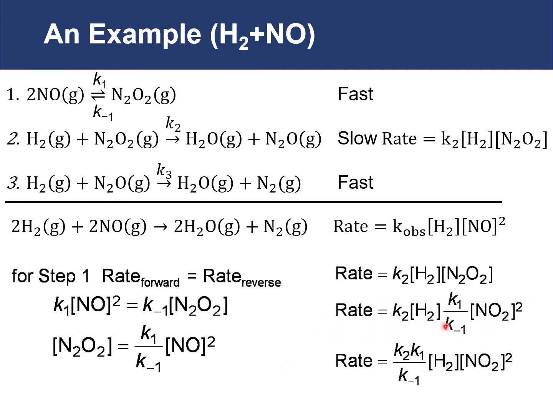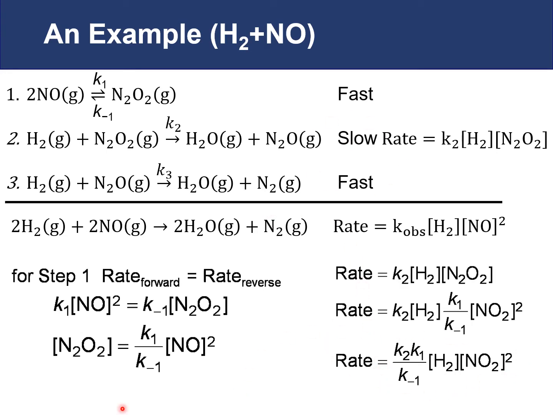We can then lump all of our rate constants together. So we just move K1 and K minus 1 over here to be with the other K values, and we get this expression. This matches with our observed rate law. What this is telling us is that this K observed is a constant, and this constant is equal to the constant K2 times the constant K1 divided by the constant K minus 1.